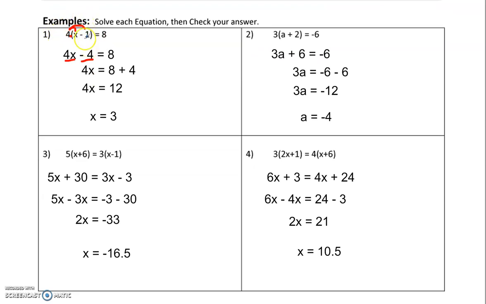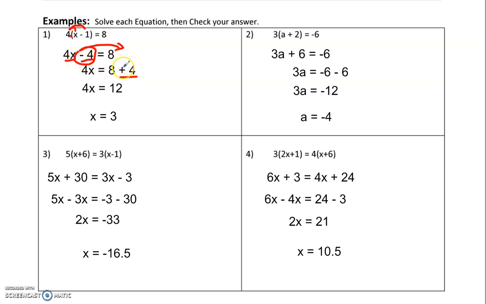So now what we're going to do is we're going to move the negative 4 to the other side, because we want that x to be by itself, and that 4 is really close to it. So we want to leave that alone for now. Move that -4 to the other side, it's going to become a +4. Keep the 8. And now the only thing left on the left-hand side is the 4x.